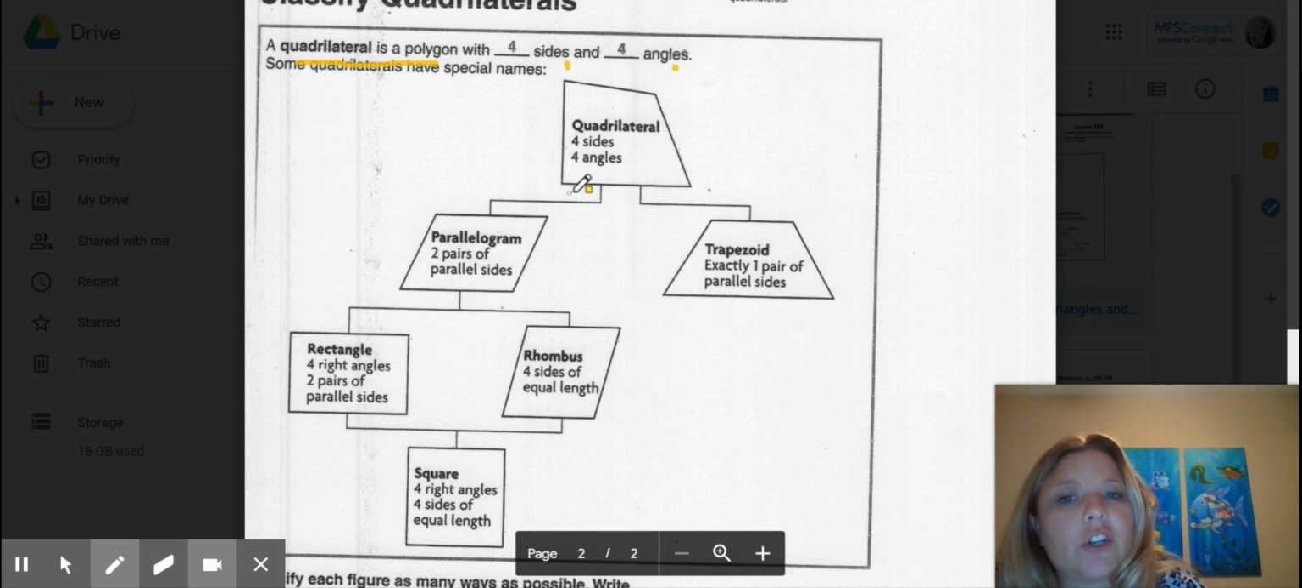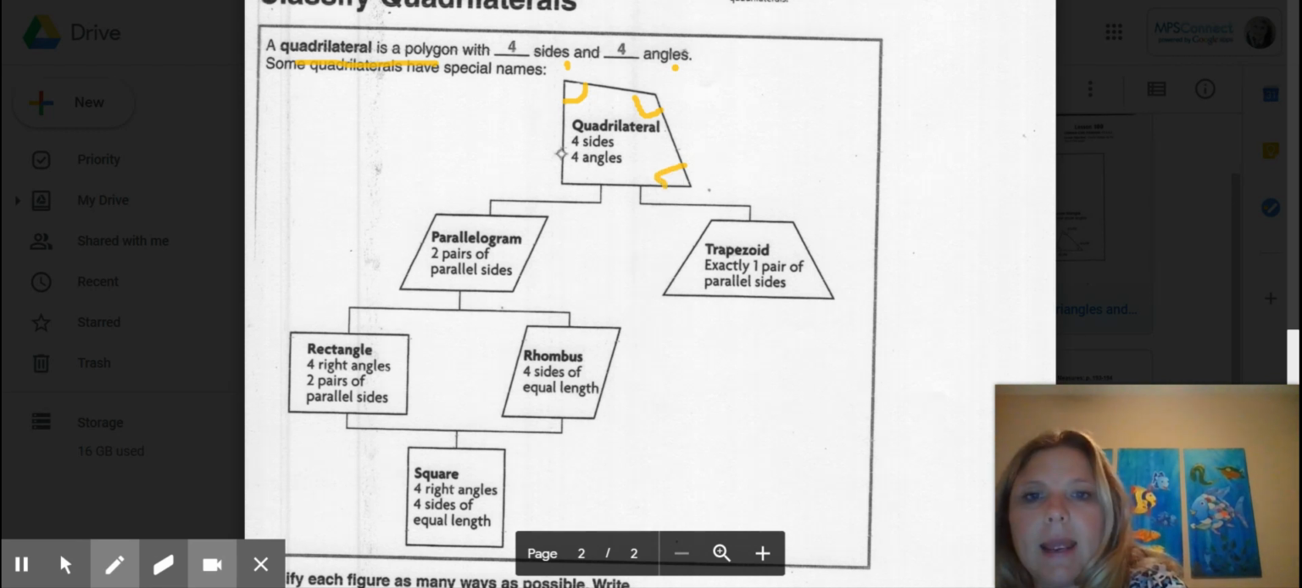So let's look at this first quadrilateral. This is a quadrilateral. Why is it a quadrilateral? Because it has four sides, 1, 2, 3, 4. It also has four angles. Remember angles. So this is an angle. This is a symbol to represent angles, by the way. That's an angle. That's an angle, and that's an angle, okay?